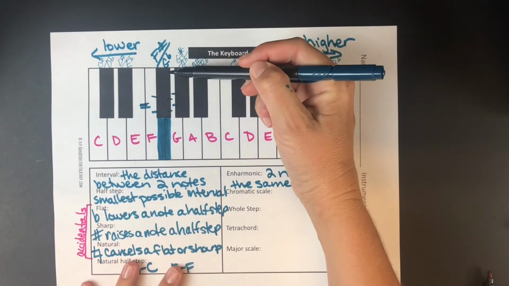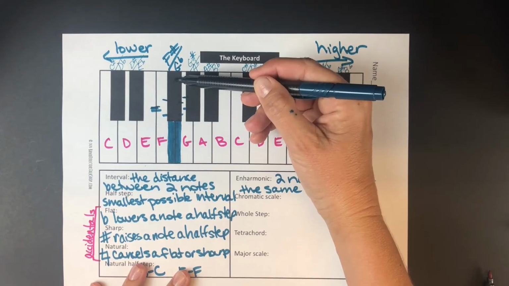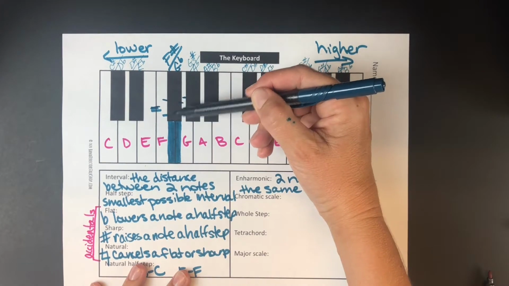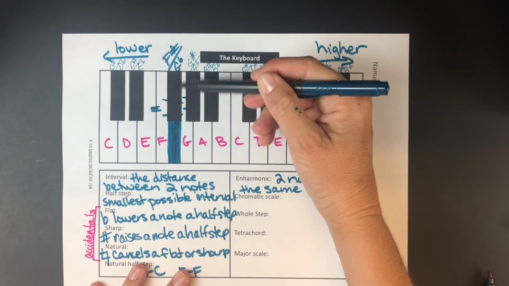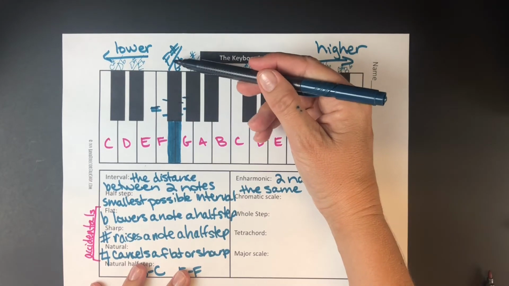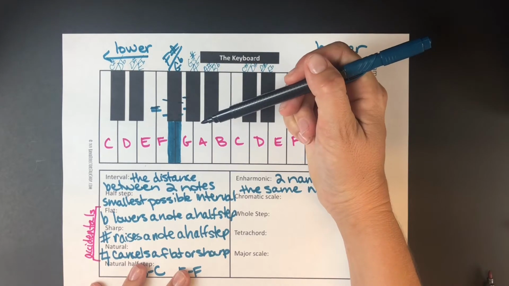Let's start with this one, since this is the one we've kind of been talking about the most. We said that this note right here, this black key, is going to be called F sharp because it's a half step above F. It's also going to be called G flat because it's a half step below G. So it has two names depending on which way you're coming from, F sharp or G flat.